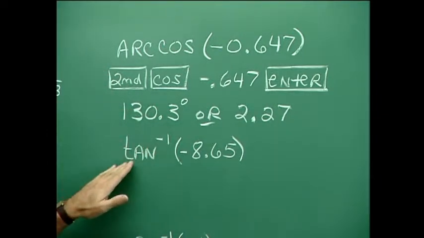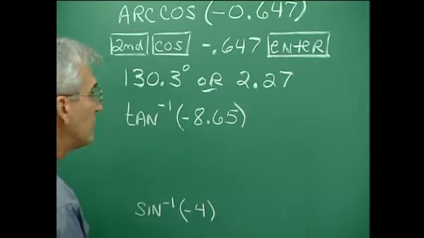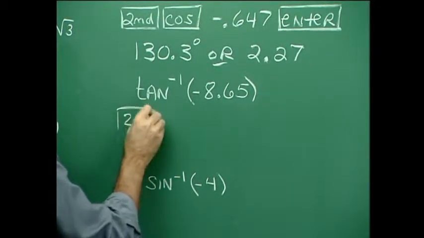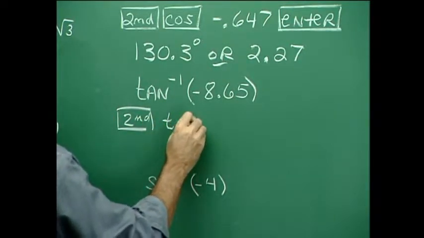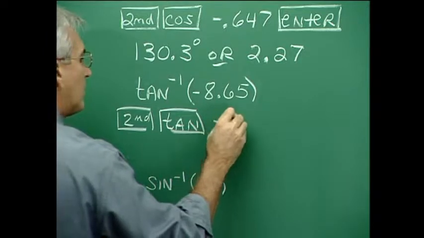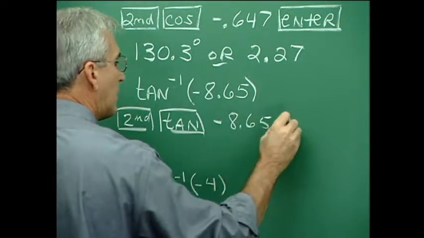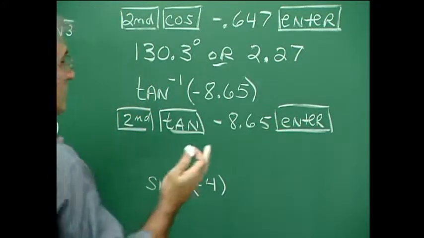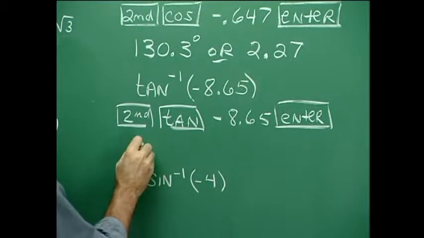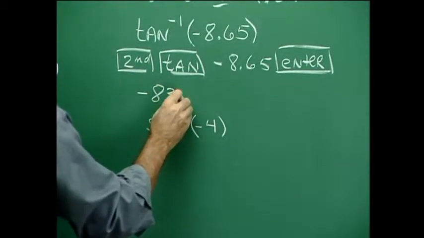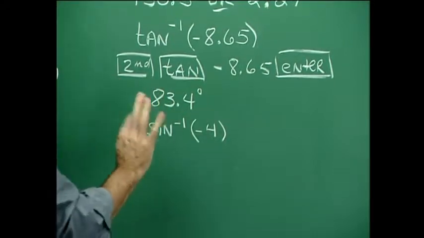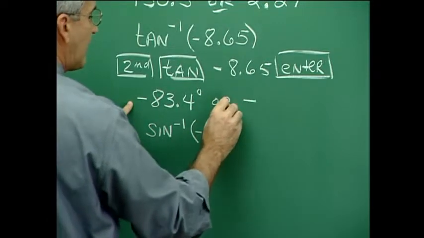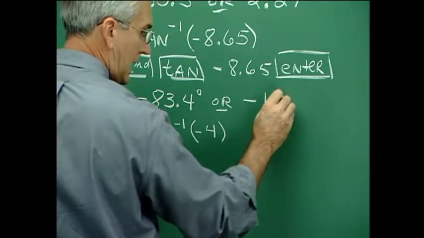For this one, for inverse tangent of negative 8.65, well, let's see, once again, we would go second, just press second, and then the tangent button, enter the number, press enter, and we have our answer. It's a piece of cake. So it turns out to be negative 83.4 degrees. Now the calculator is saying it's negative 83.4 degrees, and if we're in radian mode it gives a negative value as well. And I'd like to talk about why.